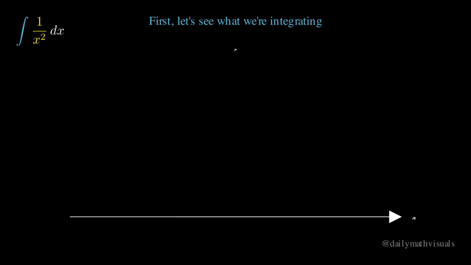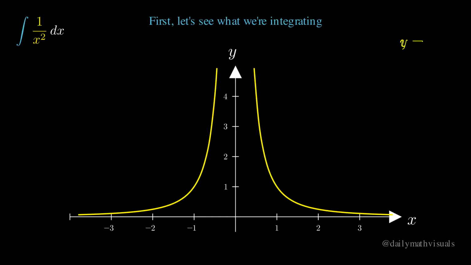Before we dive into the algebra, let's actually visualize what we're integrating. This is the key to deep understanding. Here's the graph of y equals 1 over x squared. Notice how it shoots up to infinity as x approaches 0, and gradually approaches 0 as x gets larger. Notice something important. This function is always positive. No matter if x is positive or negative, x squared is always positive, so 1 over x squared is always positive.